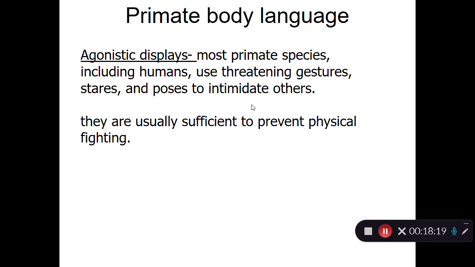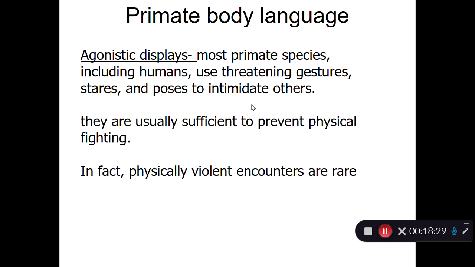We often think about animals fighting a lot, but they actually don't want to fight. So they actually use these agonistic displays to prevent physical fighting. In fact, physical violent encounters are more rare where there's really actually an injury. And it's adaptive to be able to make these agonistic calls and to understand what the agonistic calls mean to avoid fighting, to be able to survive and pass on your genes.